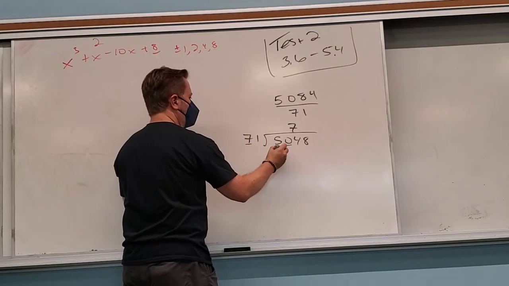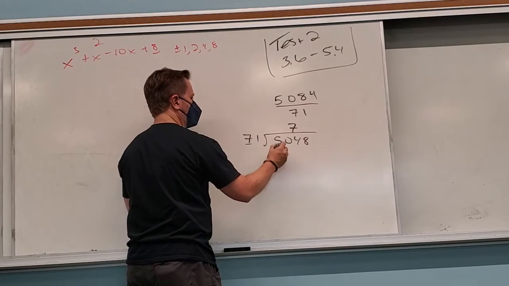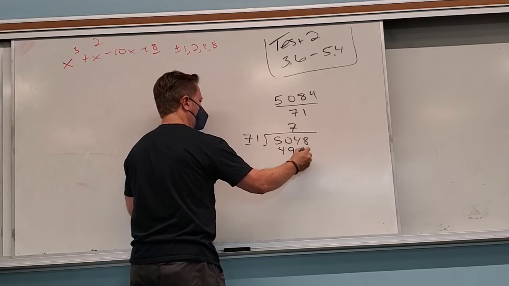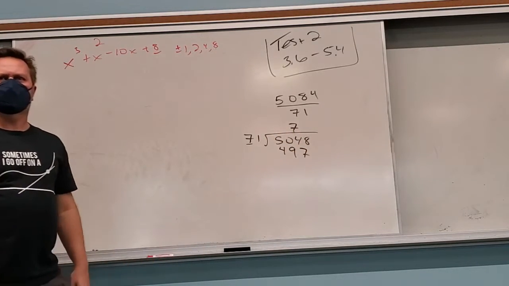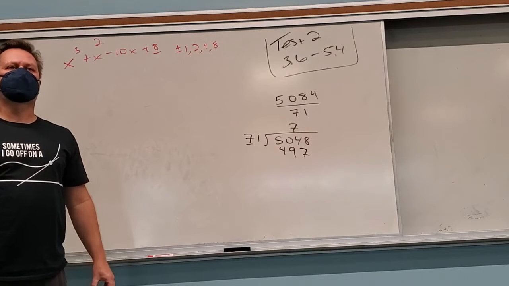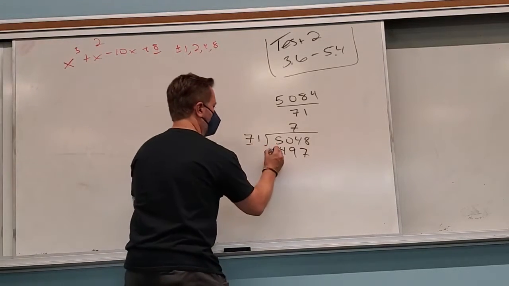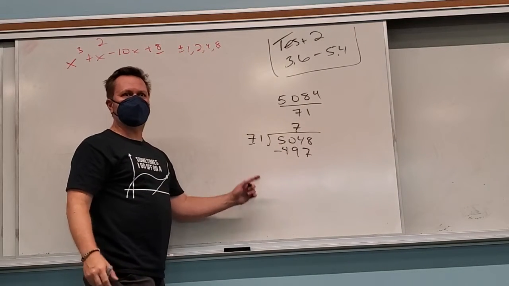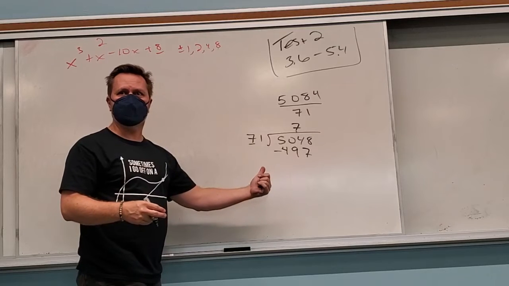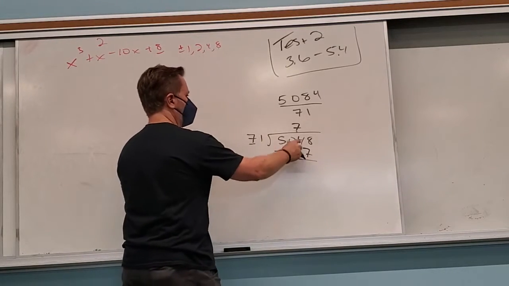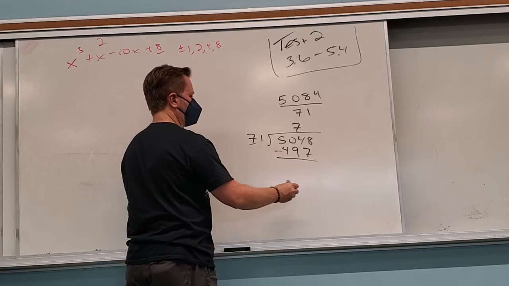7 times 71 is 497. Right? And then what do we do? That's right, change the sign. Change the sign, right? I'm a weird math teacher. I know it's subtract, but didn't I just change the sign? It's going to become very important in a minute. So what's 504 minus 497?